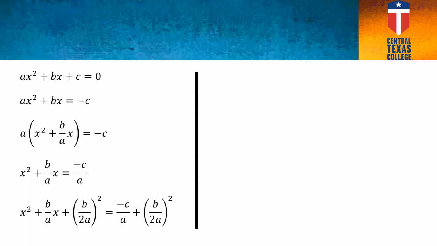Now we have to complete the square. We take the middle term, b over a, and divide it by 2. Then we square the entire thing. This is the specific quantity that we will add to both sides of the equation.